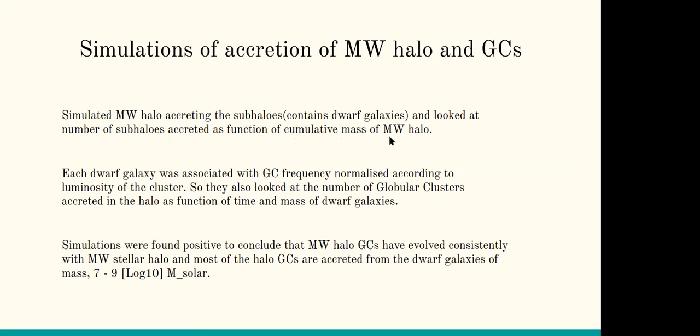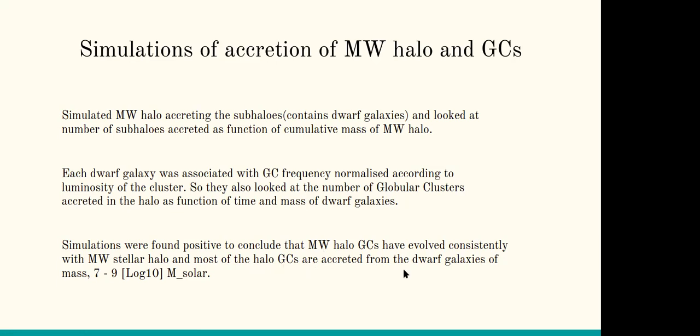The subhalos tend to contain small dwarf galaxies which are accreted as the Milky Way grows, and each dwarf galaxy is assumed to contribute some particular number of globular clusters, which is called the globular cluster frequency. From here, they were also able to plot the number of globular clusters accreted in the halo as a function of the mass of the dwarf galaxies. The simulations were found to be consistent, concluding that the Milky Way halo globular clusters are likely to have come from the dwarf galaxies.